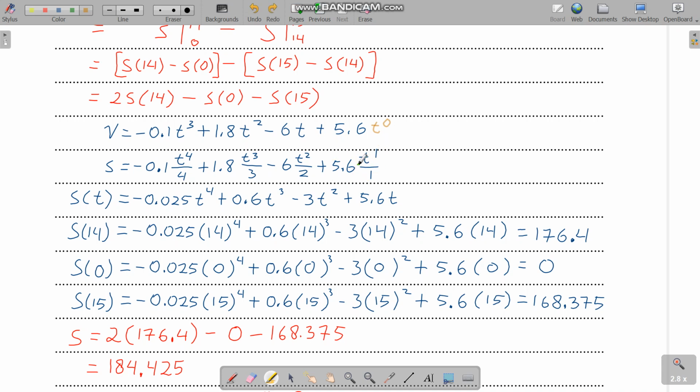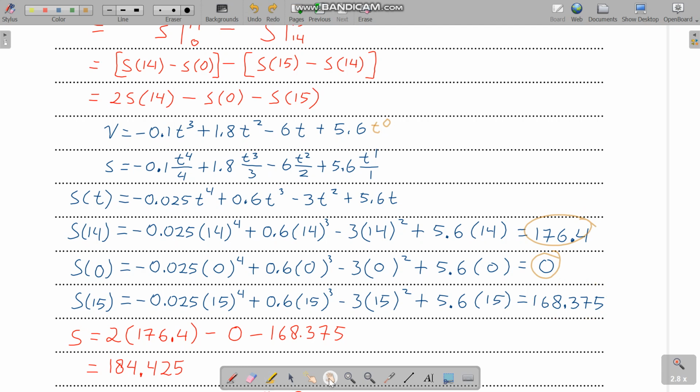We can simplify. 0.1 divided by 4, we get this. 1.8 divided by 3, we get 0.6. 6 divided by 2 is 3. And we plug in 14 and 0 and 15. Use a calculator, we get this and this and this after you plug in.